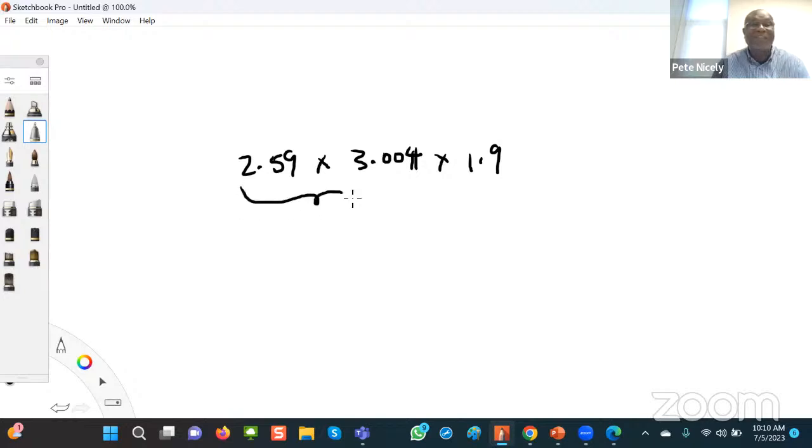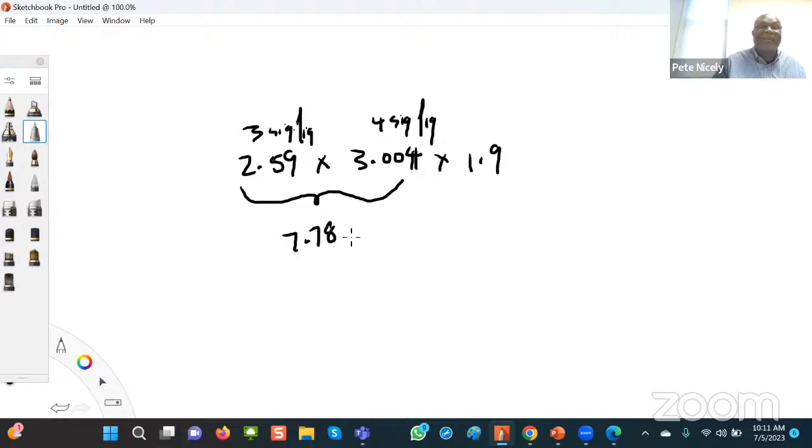If you multiply these two first, right? Let me do this on my calculator. 2.59 times 3.004. Okay, so because you're multiplying, you would expect to round off according to the lowest number of sig figs. This is 3 sig figs, and this is 4 sig figs. All right. So based on my calculation, the answer would be 7.78. And then you'd have to multiply that by 1.9.